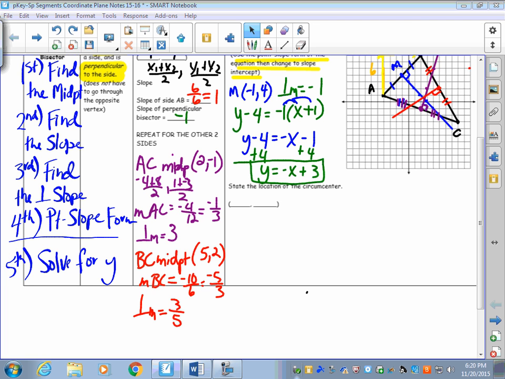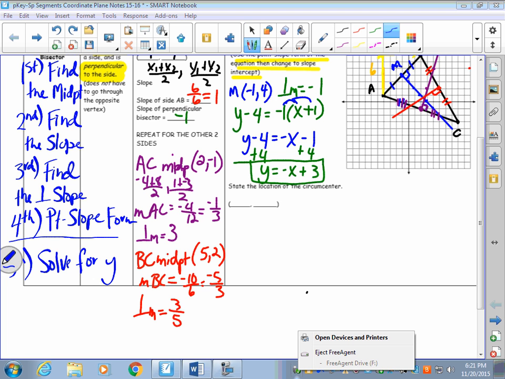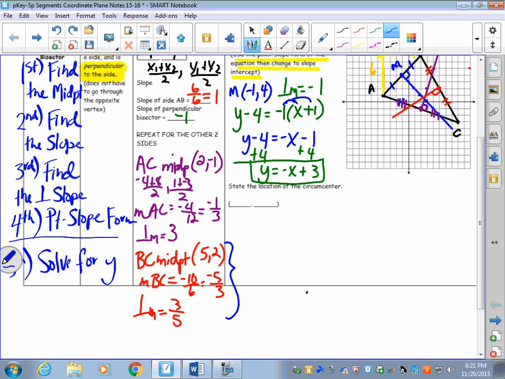So what we need to do is find the equation of another side. Let's use the side that we just did, the BC. We have the point, right? And we have the slope. So let's put it in point slope form. We got y minus 2 is equal to 3/5 parentheses x minus 5. Let's go ahead and put it in slope-intercept form.